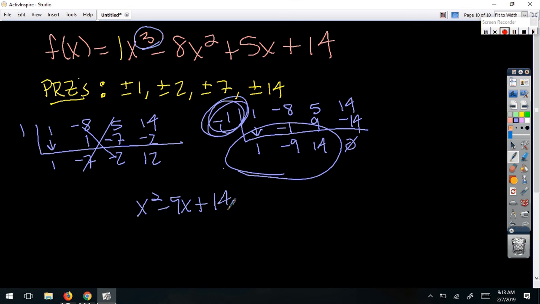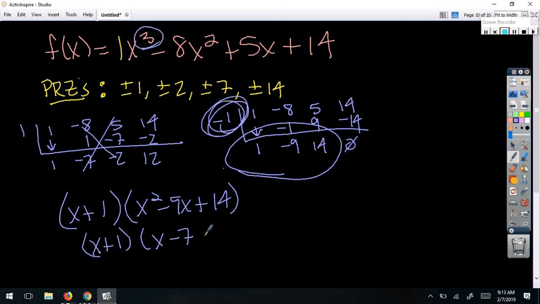Times what? What was that first factor? I got to include that. Remember, they didn't give it to me this time. I found that on my own. Because I'm smart. That's right. -7 and -2. And so the zeros are -1, 7, and 2.